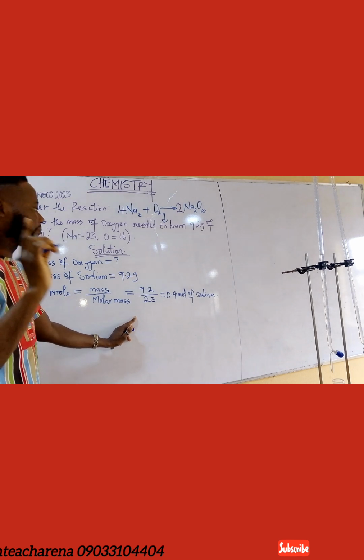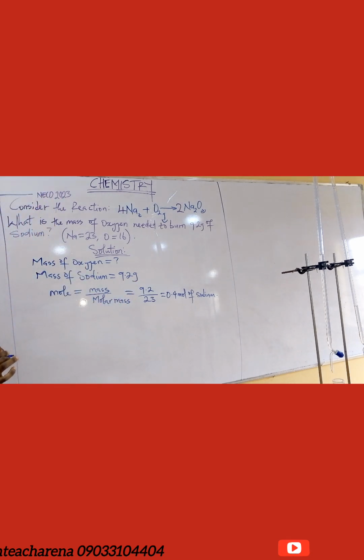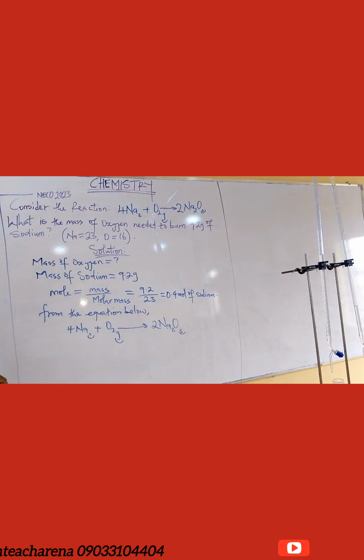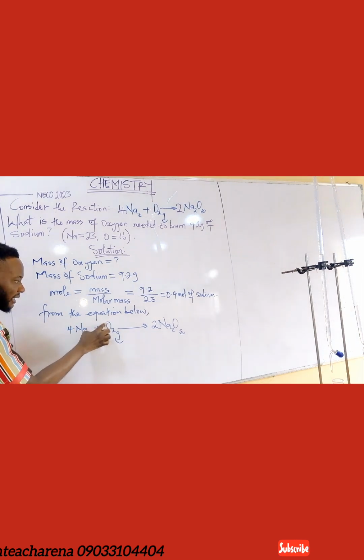That is your first approach. Now, having done that, this is where the work begins. You now write from the equation, Na2O. From the equation below, 4 mole of sodium was reacted with 1 mole. There is an invisible 1 here. Even if we write it as 1, 1 times 100 is still 100, so it does not really count. So we have an invisible 1 here.